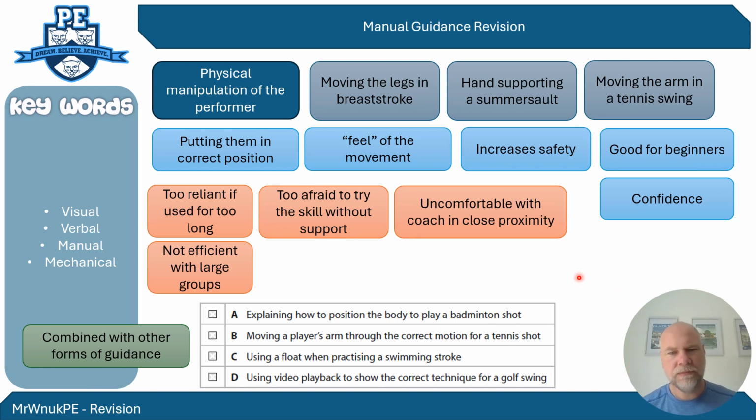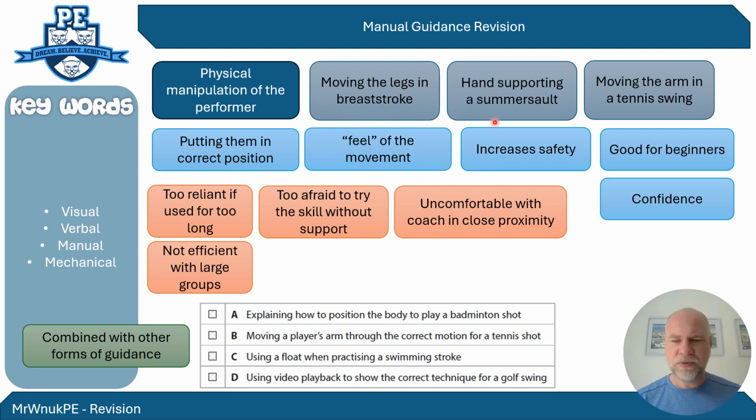Right, now manual and mechanical guidance have less information on them because they come up slightly less often, but it's still an area that is worth the revision. So manual guidance is where you physically manipulate the body of the performer to create the skill. So you're moving the legs of a performer, or you're getting the arm of a performer and pushing it into a particular position. Often the exam board have quoted moving the legs in the breaststroke, so they might be on a float in a swimming pool, and then the coach is moving their legs in the action it takes them to move their body.